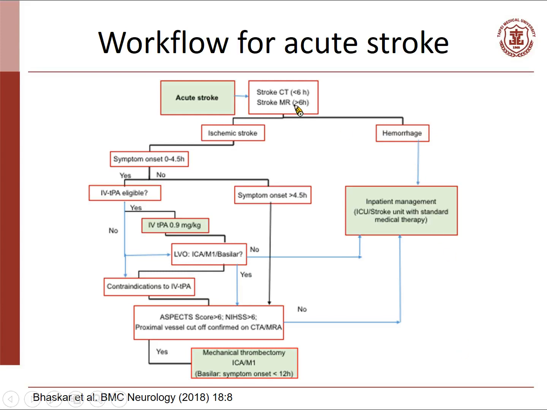For acute stroke, nowadays, at first we separate whether it's an ischemic or hemorrhagic one. For hemorrhagic stroke, as we mentioned previously, we just monitor the ICP and check whether there is a bleeding tendency, and correct it.